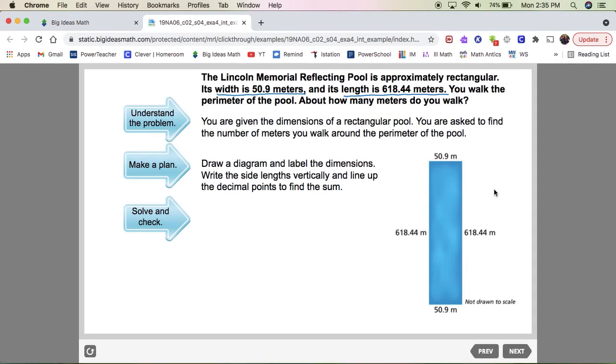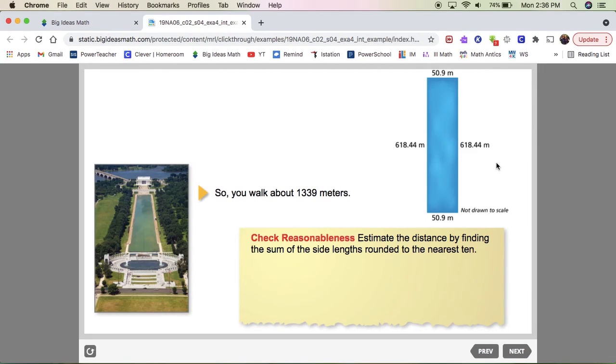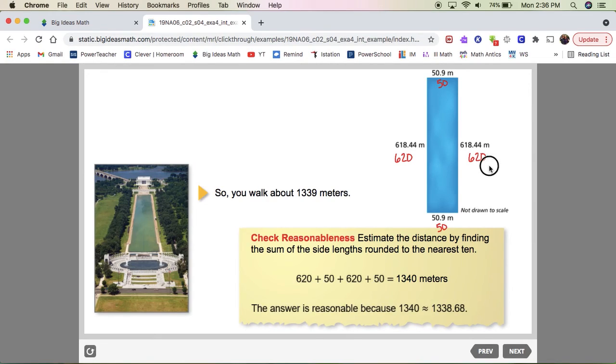Now we want to know the perimeter. If we were doing the area, we would multiply these two things together, but we want the perimeter. Perimeter is the distance around, so we're going to add all of these together. Notice they line up their decimal points, bring down their decimal point, put placeholder zeros, and they just start adding. They said you could check for reasonableness. This is close to 620, that's close to 620, those are close to 50. That would add up to that. So your answer is reasonable.